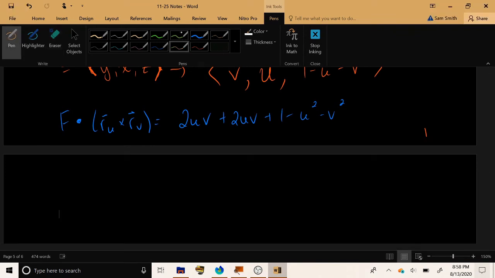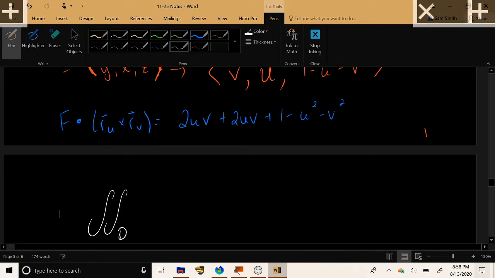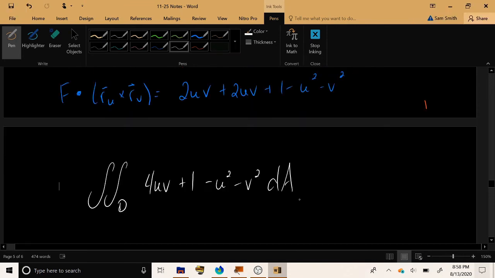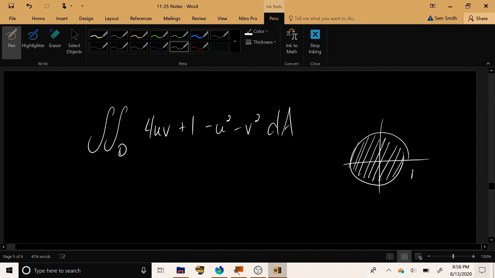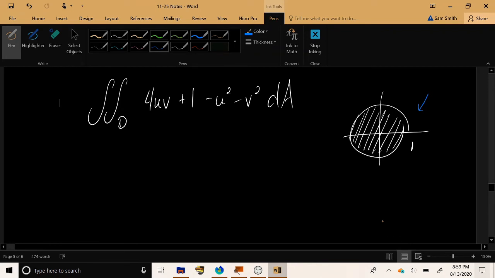All right, so now it remains for us to calculate the integral over the region D of the result of this dot product. So we have 4 times uv plus 1 minus u squared minus v squared with respect to A. And let's recall that D was the disk of radius 1. Now the idea here is that if I were back in chapter 12, and I was faced with an integral that looked like this, and a region that looked like this, I would definitely be using polar coordinates to actually calculate this integral. And that's exactly what I'm going to do here.